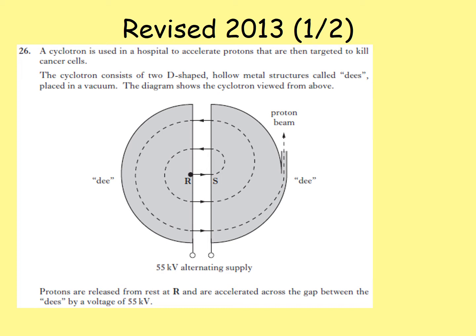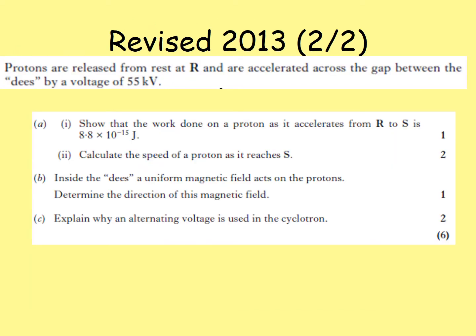Protons are released from rest at point R, as here, and they are accelerated across the gap between the Ds by a voltage of 55 kilovolts. So a 55 kilovolt supply is used to accelerate the particles between R and S. So that's our electric field. We're asked to show the work done on the proton as it accelerates from R to S, the speed of the proton, what the direction of the magnetic field is going to be, and also explain why an alternating voltage is used in the cyclotron.